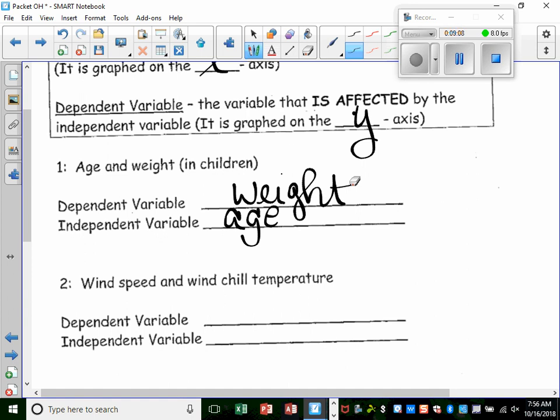All right, wind speed and wind chill. Which one is the independent variable? Which one is not affected? The wind speed or the chill of the temperature of the wind? Which one would be the independent variable? The wind speed, right. And obviously, the chill of the air is going to be affected by the speed of the wind. So this would be the wind chill.